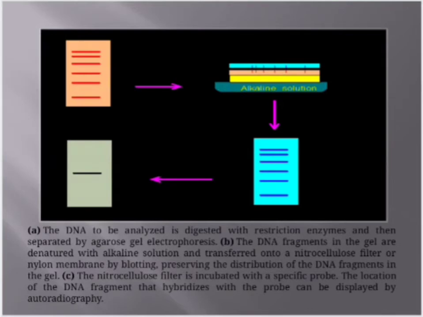It is the process of Southern blotting. In the figure, first, the DNA to be analyzed is digested with restriction enzymes and then separated by agarose gel electrophoresis. Second, the DNA fragments in the gel are denatured with alkaline solution and transferred onto a nitrocellulose filter or nylon membrane.